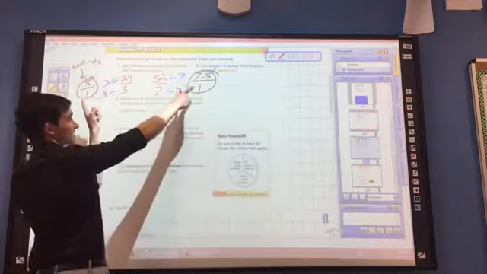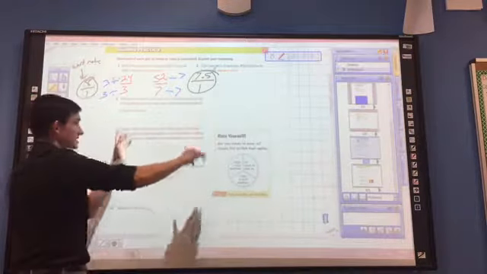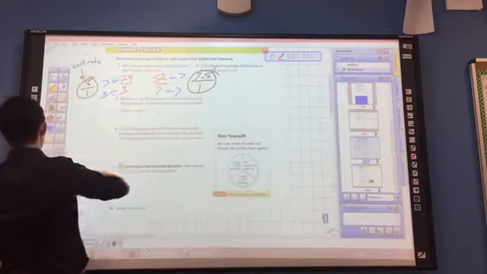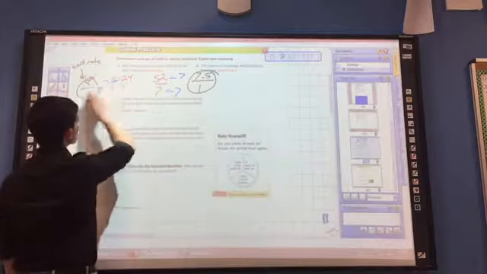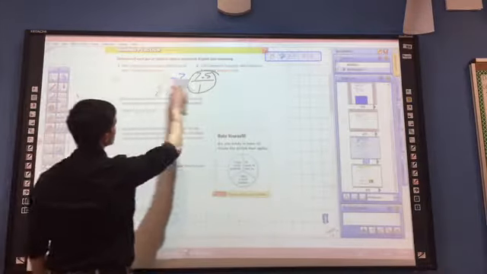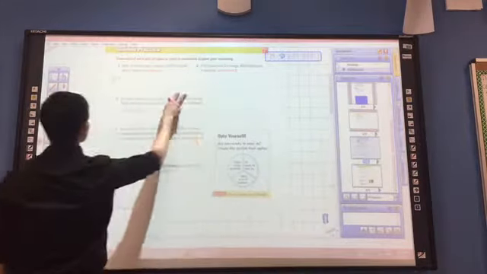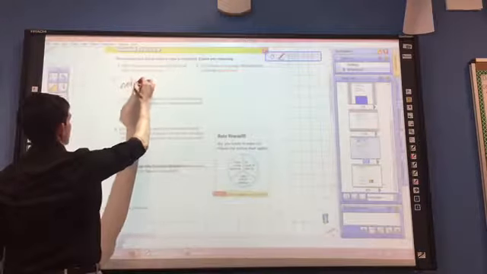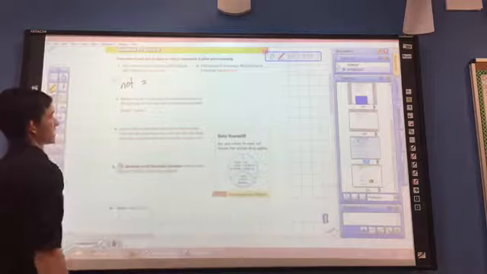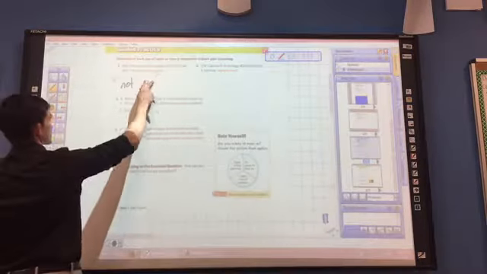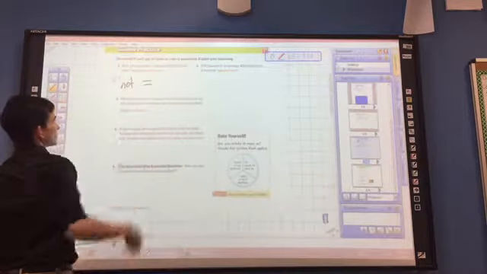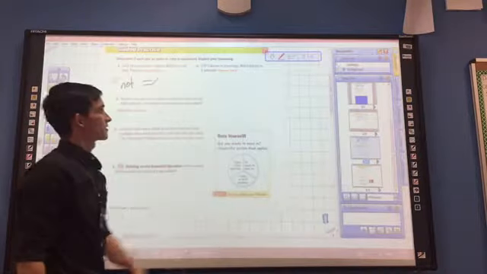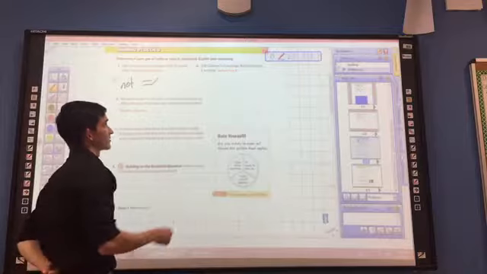Question, are these the same? They're not the same, so not equivalent. So that can be your answer. You can write not equivalent. I'm just going to put an equal sign with a slash through it: not equal. Okay, 270 calories in 3 servings, 450 calories in 5 servings.